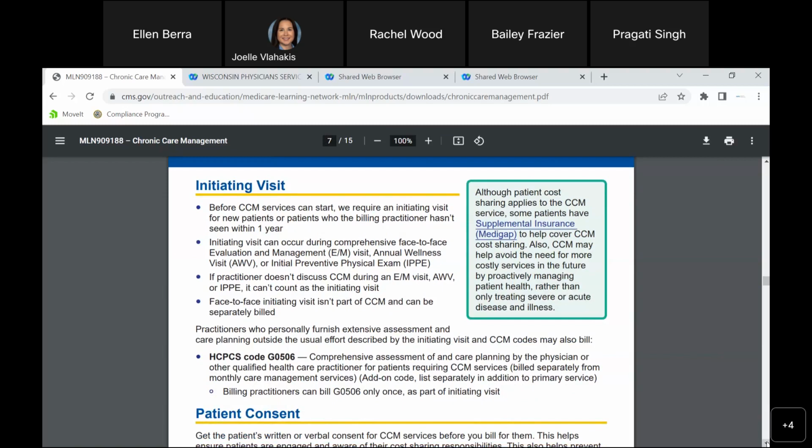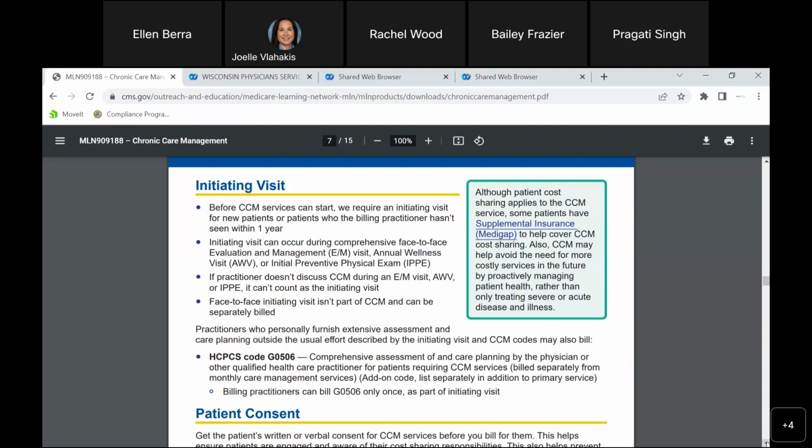Now, that initiating visit can occur during an E&M service, and we had a pre-submitted question on this, whether it could be in the home, whether it could be in a nursing facility, and the answer to that is yes. It's simply an E&M service. It can also be done during the annual wellness visit, the initial preventive physical exam, and what's not mentioned on this fact sheet, but is also true, is that it can be the face-to-face visit under transitional care management.